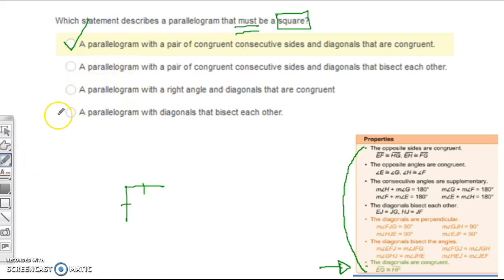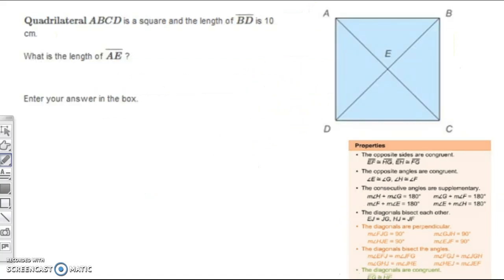If you check out the rest of these, a parallelogram with a pair of congruent consecutive sides and diagonals that bisect each other, that's only guaranteed to be a rhombus. That's not guaranteed to be a square. A parallelogram with a right angle and diagonals that are congruent, that could be a rectangle, right? A right angle could be a rectangle. And then a parallelogram with diagonals that bisect each other could be a rhombus. Oh, I'm just putting R's, and I realize that could mean multiple different things. But the only one that works is the first one.